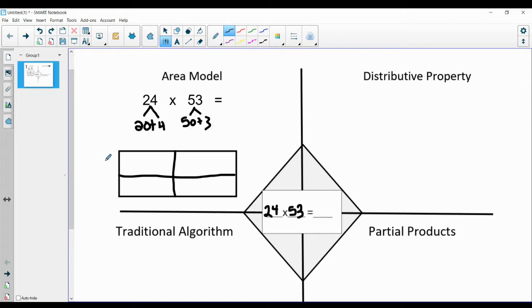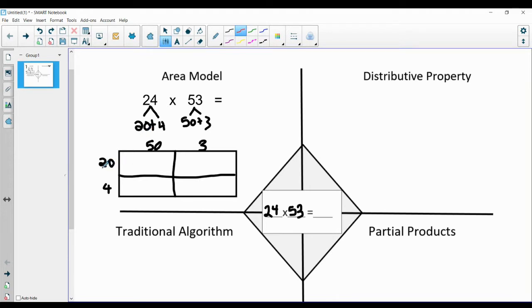On my left side, I'm going to have 20 and 4. At the top, I'm going to have 50 and 3. Because these numbers were decomposed, they're going to have to be added back together at the end. So after we multiply, we're going to add them together. Let's start with our multiplication.